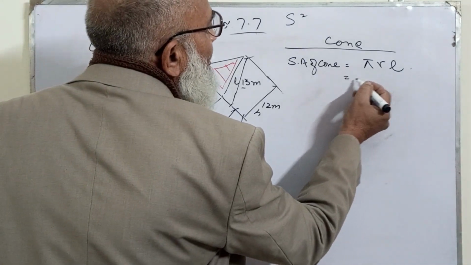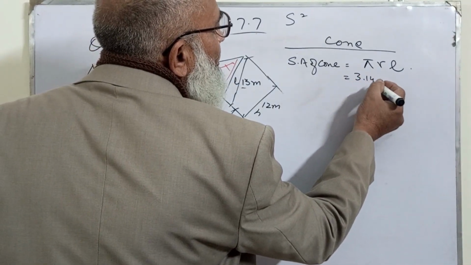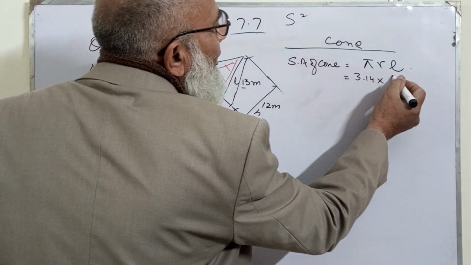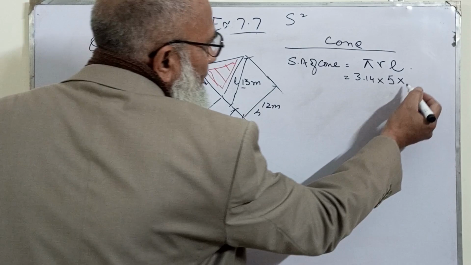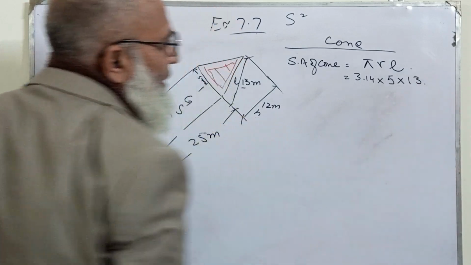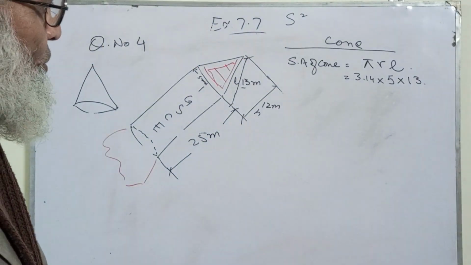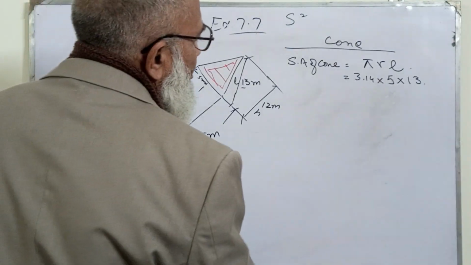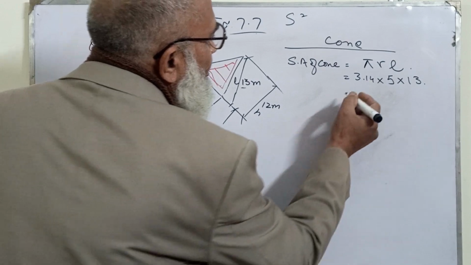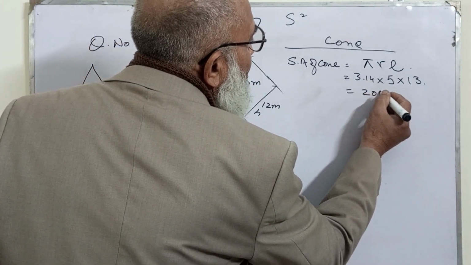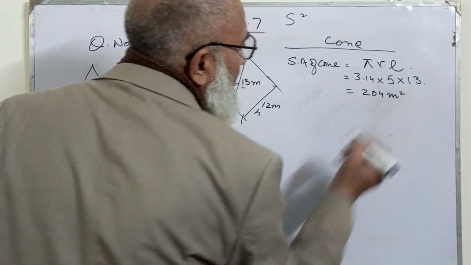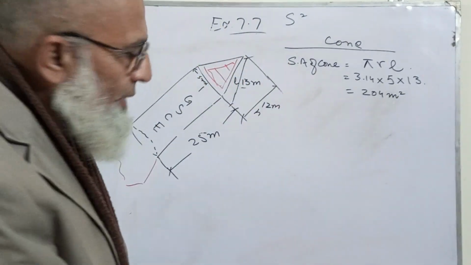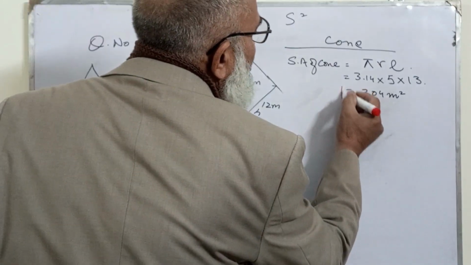Now it will become 3.14 multiplied by 5 times 13. You see that this 5 is also given to you, and l, everything is given to you. Nothing has been hidden from you. Now this will become 204 meters square, since it is the surface area of the cone. Now just keep this answer with you.